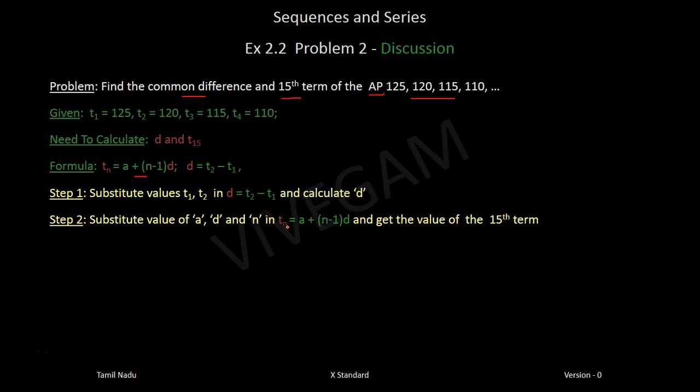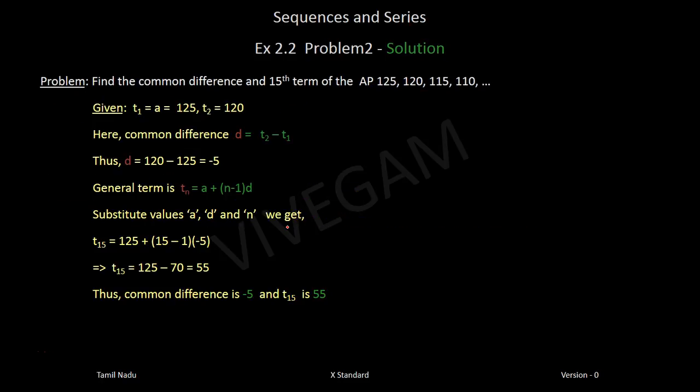Good. Let's come to the solution. So T1 equal to A, that is equal to 125, given in the problem. T2 equal to 120. Common difference is given by the formula D equal to T2 minus T1. So D is 120 minus 125. So that is equal to minus 5.